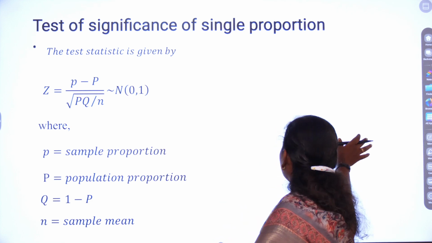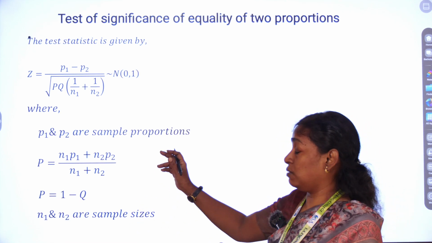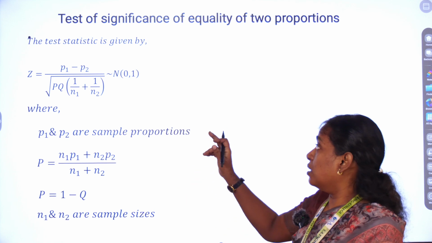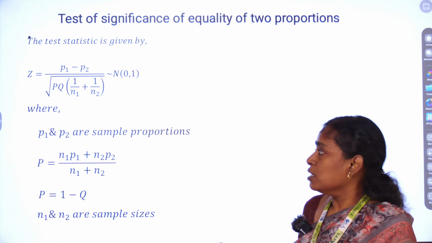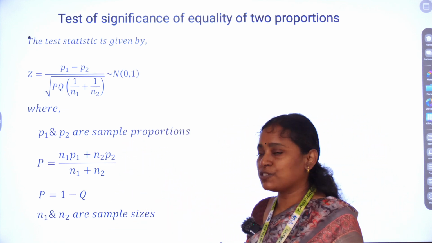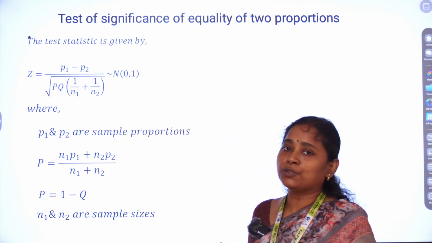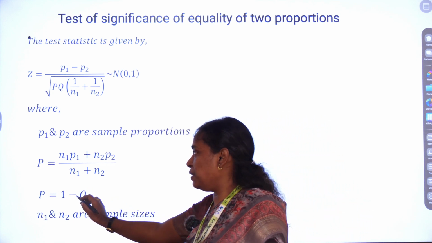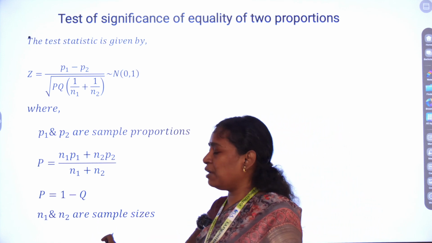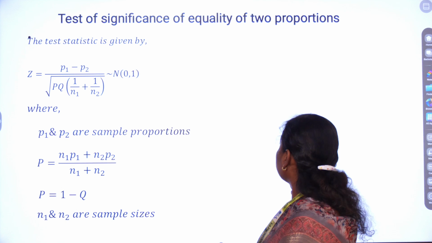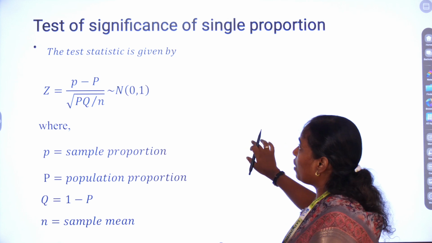The next is test of significance of equality of two proportions. Here the test statistic is Z is equal to P1 minus P2 divided by square root of PQ into 1 by N1 plus 1 by N2. Here P1 and P2 are nothing but sample proportions. Capital P is nothing but population proportion, which is N1 P1 plus N2 P2 divided by N1 plus N2, and Q is obviously 1 minus P, and N1 and N2 are your sample sizes. So all these test statistics you have to memorize.